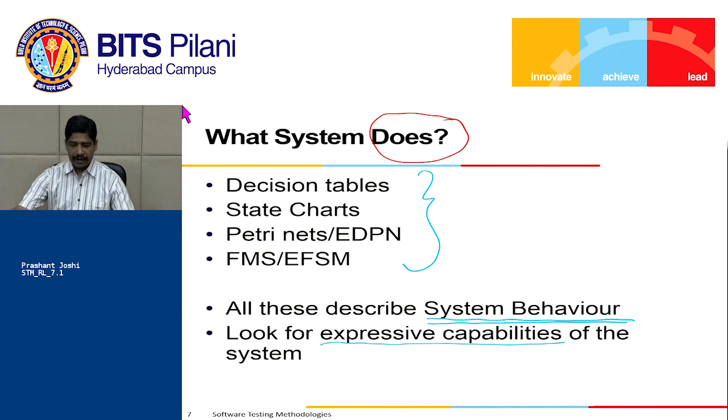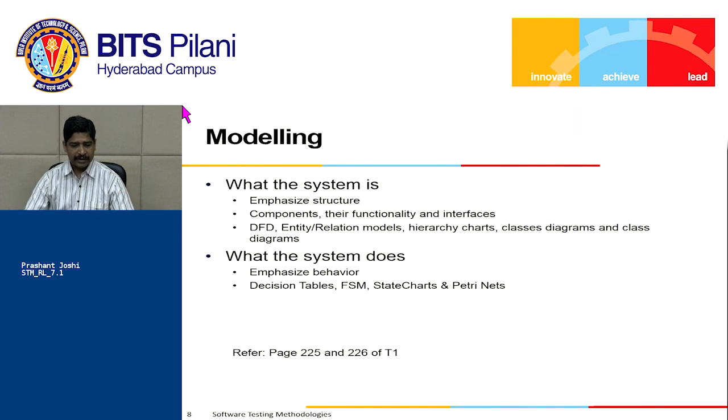So two parts, very clearly defined, and I've just put it up on one page where we are looking at what the system is and what the system does. One emphasizes structure, the other emphasizes behavior. It's about components, their functionality and interface. Here it is all about behavior.